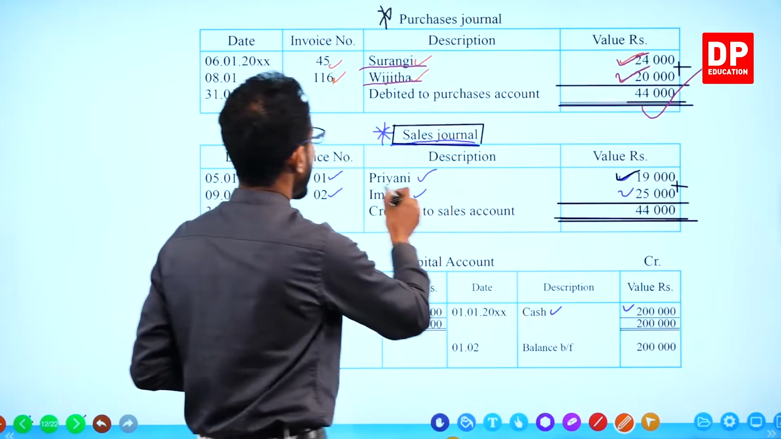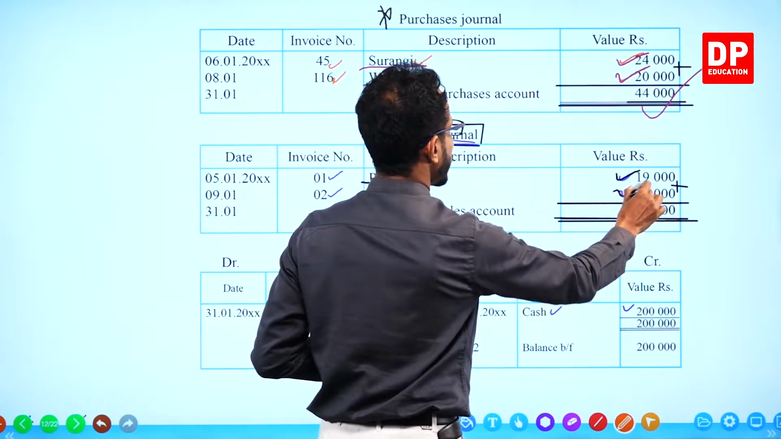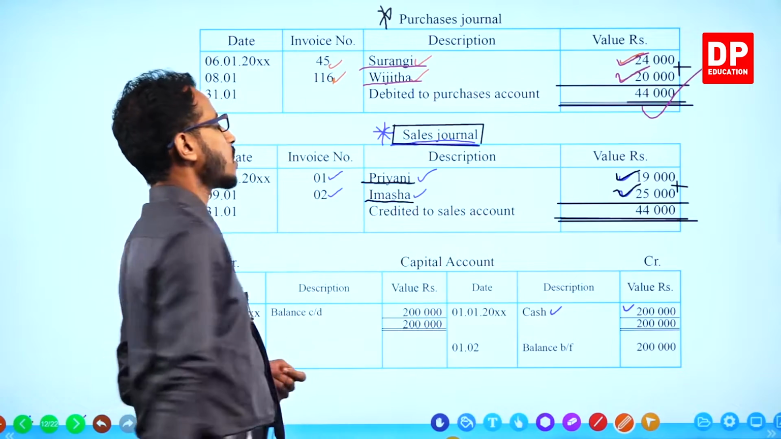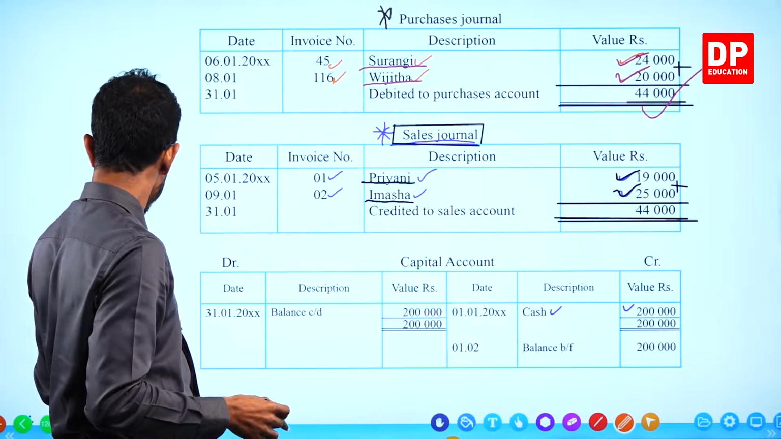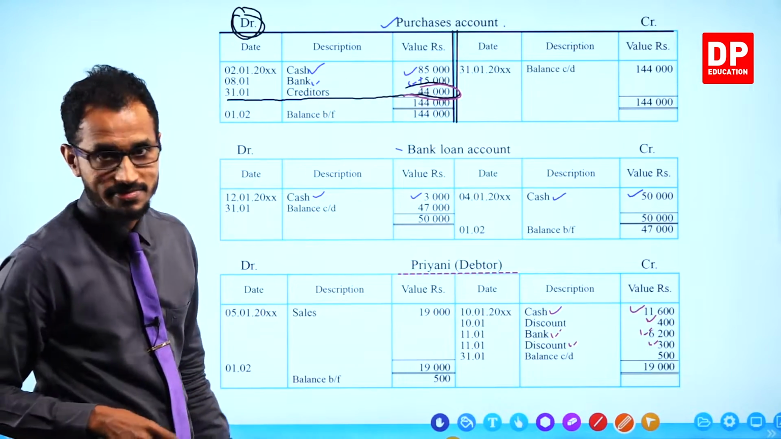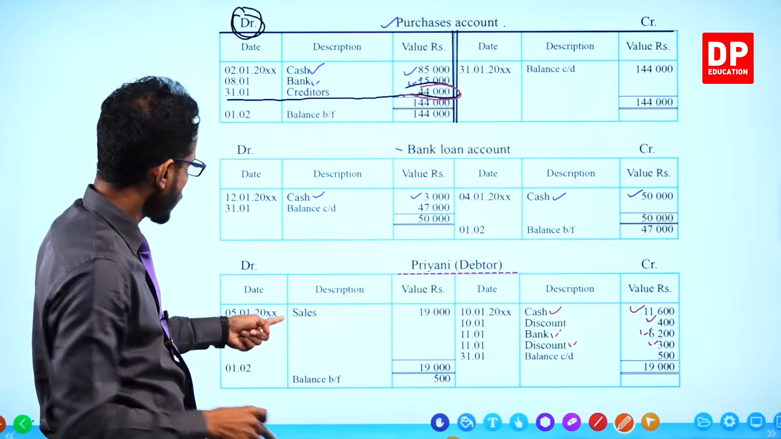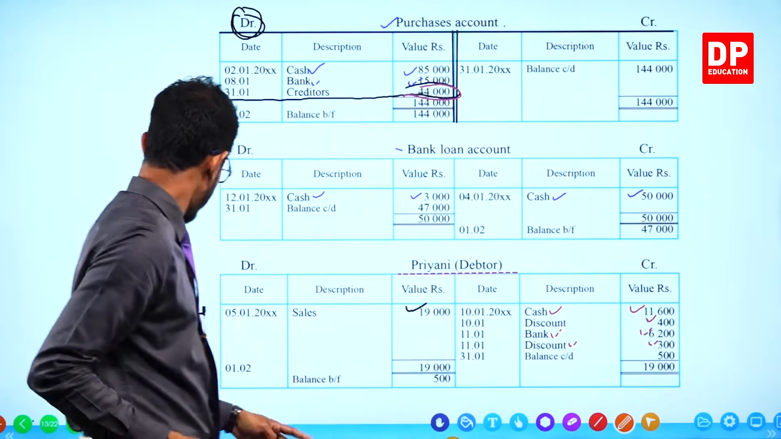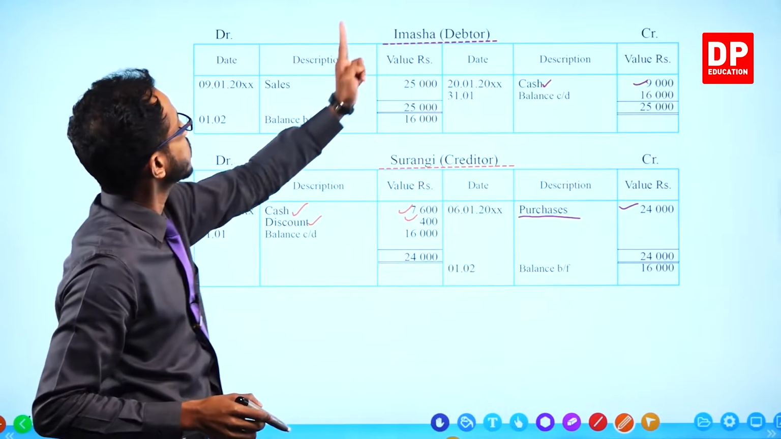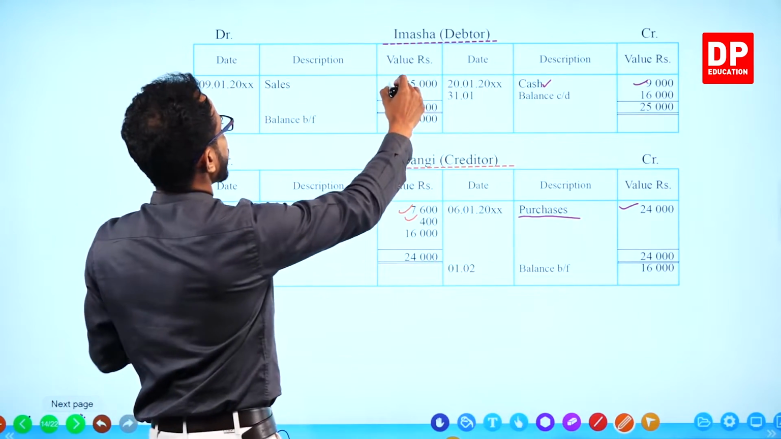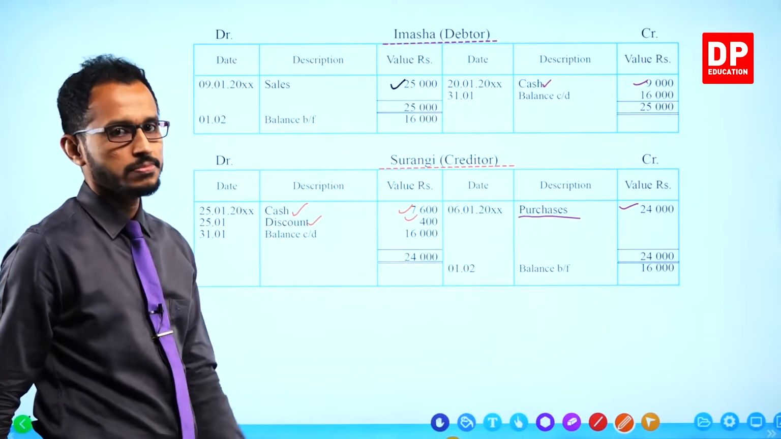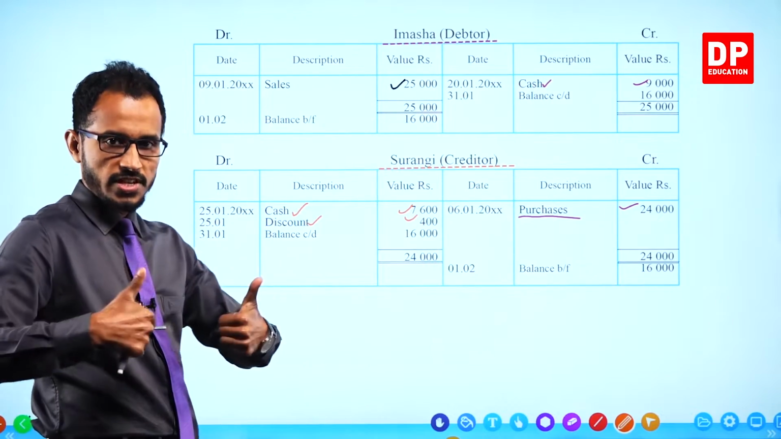And the debtors account should be debited with individual amounts of the sales journal. 19,000 to Priyani, 25,000 to Imasha. Let's go and find these beautiful people. Priyani, she's here. 19,000. Imasha, she's here. 25,000. Debited to debtors. Finished. Done.